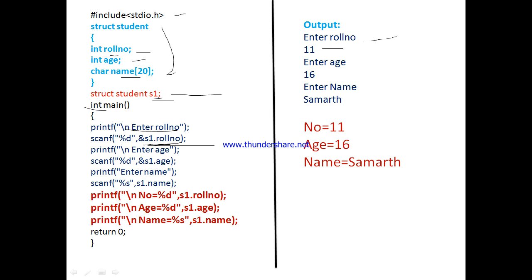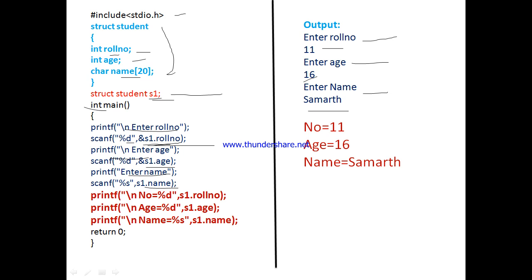Now here printf "enter age". Now here we are entering the age; if 16 is entered, then 16 is stored in s1.age. Now third, "enter name". If we enter the name, suppose Samartha, it is stored in s1.name. Now let us see the output.